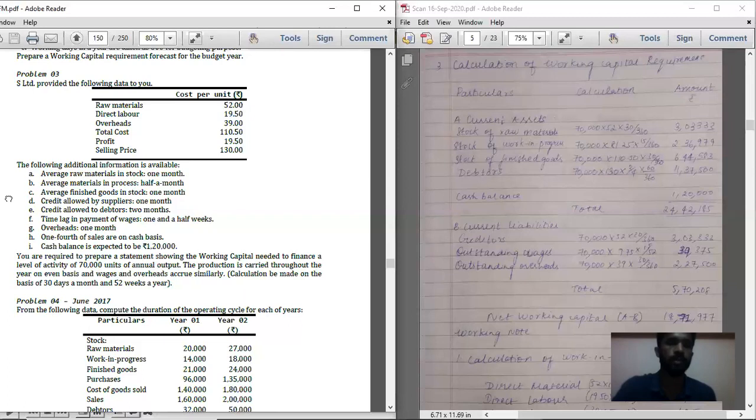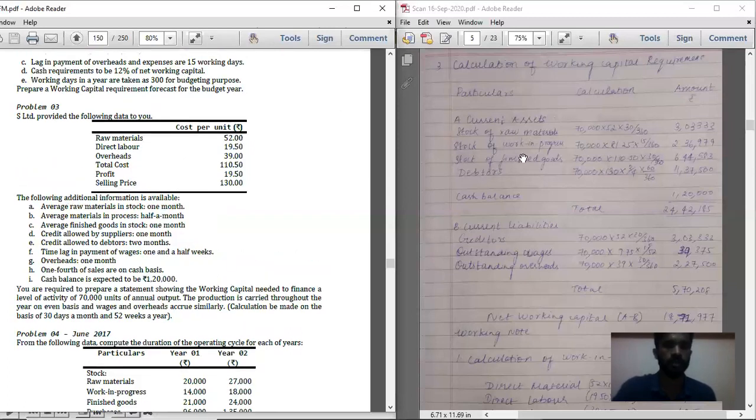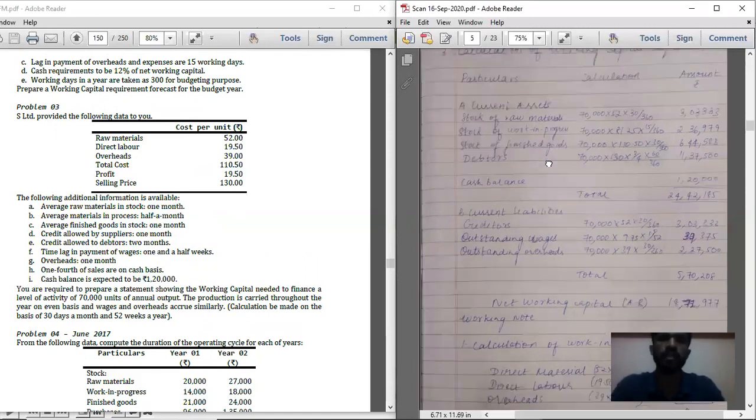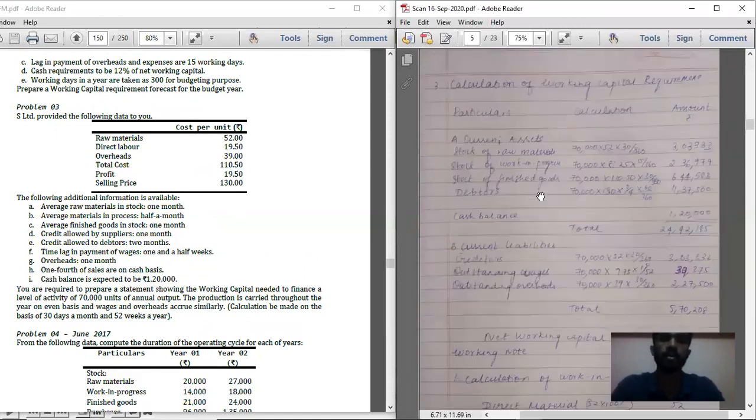So with this, for problem number 3, we'll take down the solution. It is like problem number 1, but they have directly given working note number 1 in the question itself. So you should calculate working note number 2 and start the problem. Put the heading Solution, Problem number 3, calculation of working capital requirement.